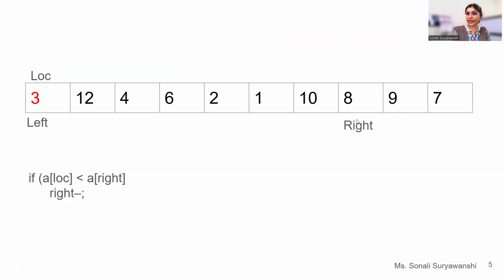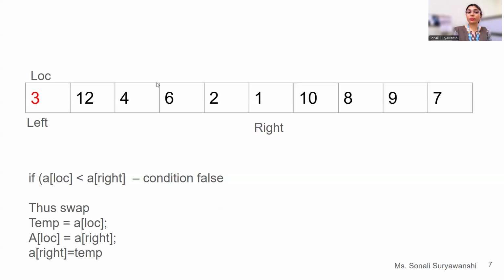So next is 8. 3 is lesser than 8. Again, a proper order, and therefore we have to decrement right. So again, I'm decrementing right. 3 is lesser than 10. Yes, the condition is true. So decrement right. Now I have come to a point where 3 is not lesser than the right value.